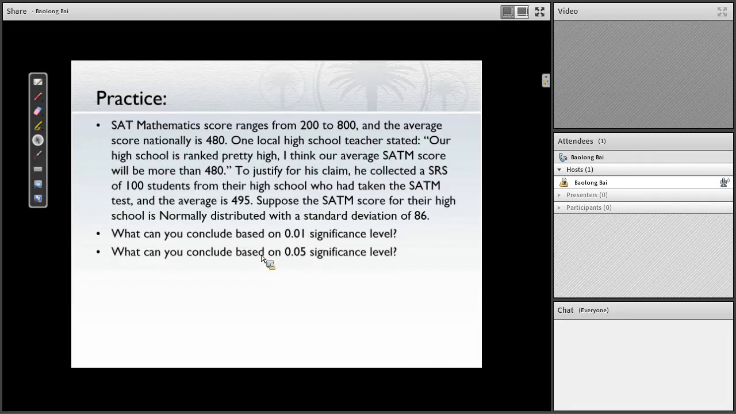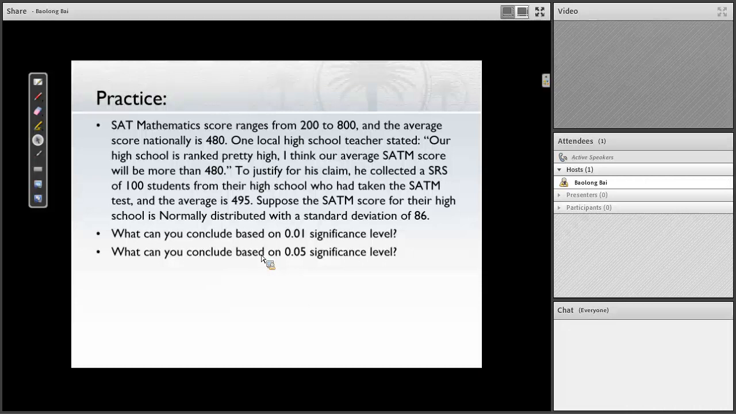All right, so let's look at another example real quick when we go through this thoroughly with the 5-step procedure. Recall the 5-step procedure, right? SAT math score ranges from 200 to 800, and the average score nationally is 480. A local high school teacher stated, our high school is ranked pretty high. I think that our average SAT math score should be more than 480. So basically, that's our claim right here, right? The claim is saying the average of all his high school students' SAT math needs to be higher than 480.